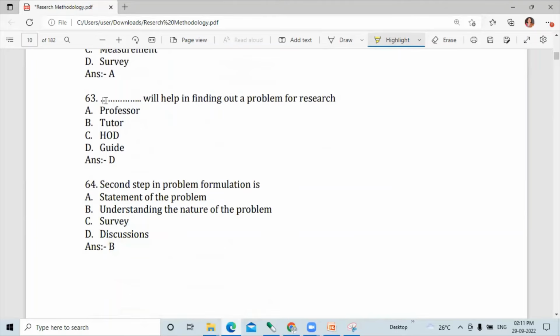Next, what will help in finding out a problem for research? The main thing is guide. So guide will help in finding out a problem for research. So that is the answer, guide. Guide will help in finding out a problem for research.